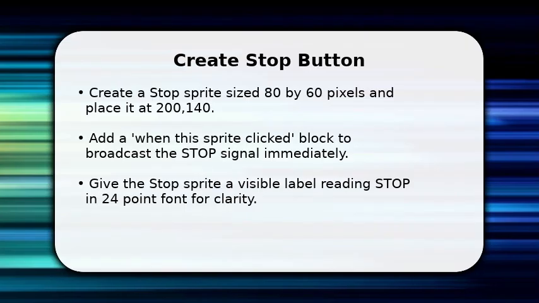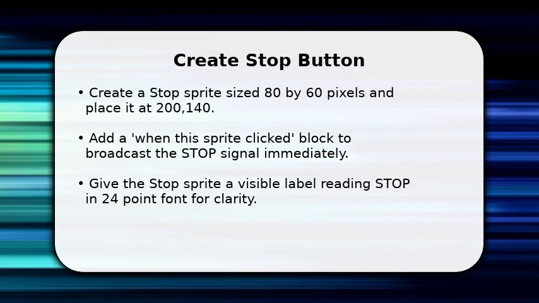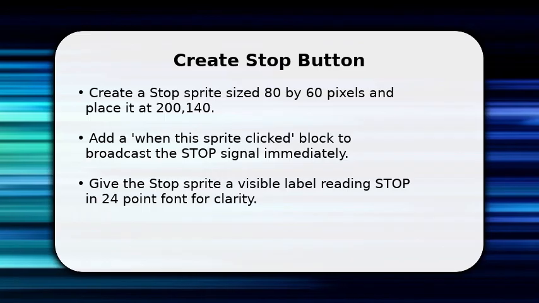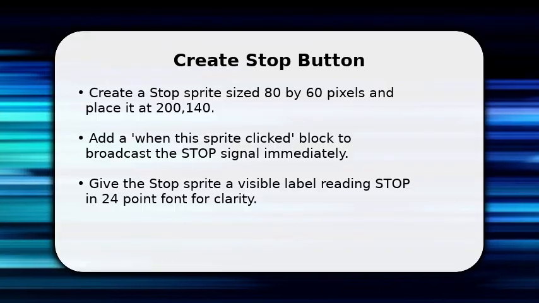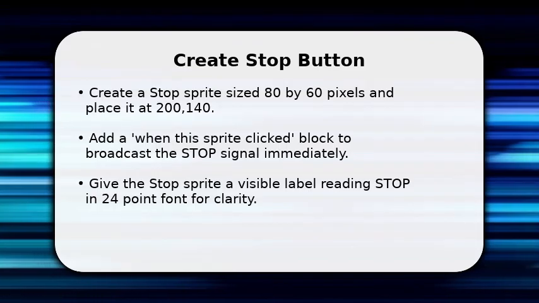Start by creating a dedicated stop sprite for the stage. Create a stop sprite sized 80 by 60 pixels and place it at 200, 140 near the top right corner. Use a bright color and a visible label reading stop in 24-point font for clarity. Set the sprite to not rotate and to stay on top of other sprites. Save the costume as stop button so you can reference it easily in scripts later.